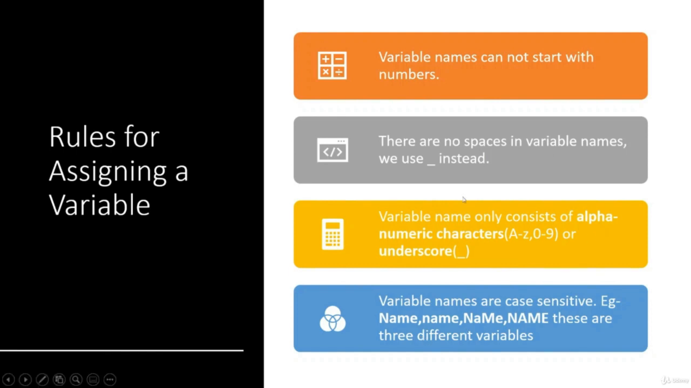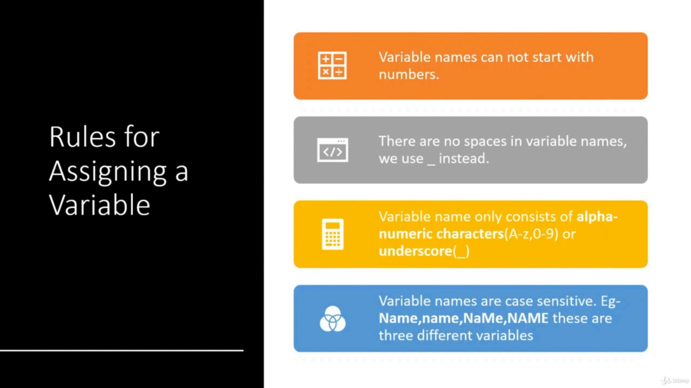Then a variable name only consists of alphanumeric characters, a to z, 0 to 9, or underscore. Variable names consist of only capital A to capital Z, small a to small z, and numbers 0 to 9. As I said, numbers can come at any place but the starting point; they never come at the starting point. And underscore can come at any place, either at the start, in the end, or in the middle. It doesn't matter.